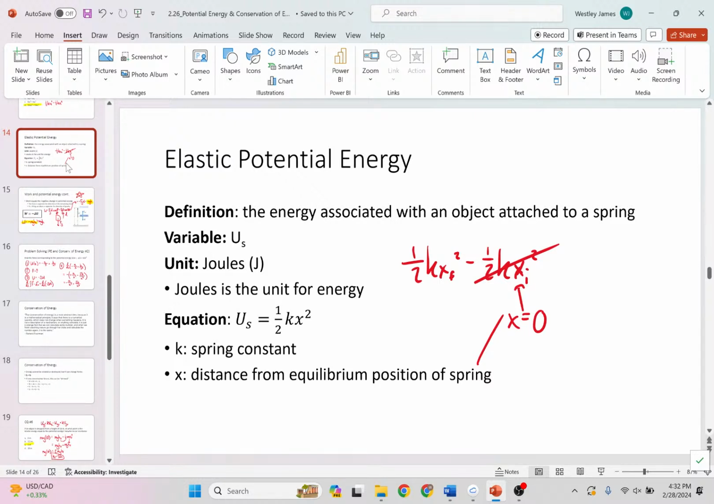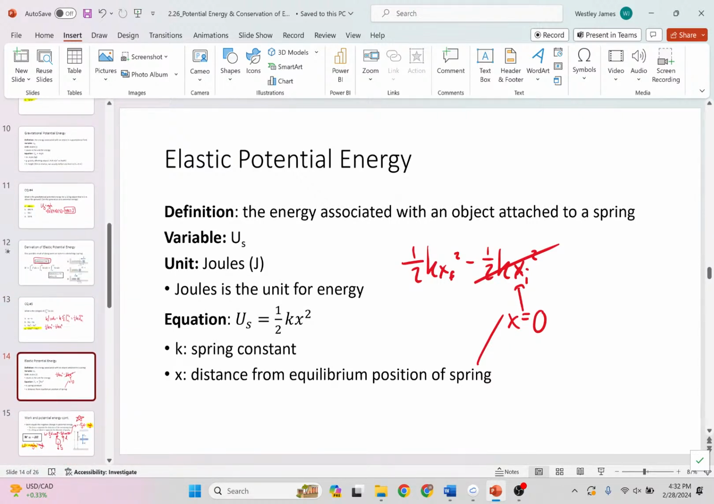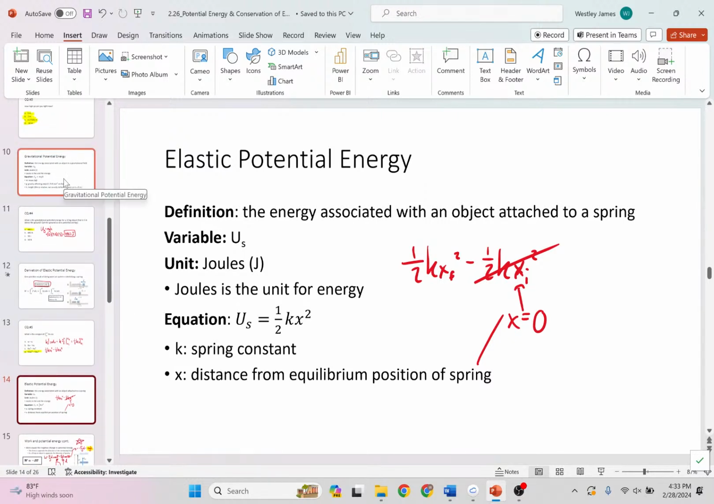So elastic potential is 1/2 kx squared. k is the spring constant. That will either be given to you or I will ask you to find it. That is not something you have to have memorized, because every single spring is different. And x is how far you stretch or squish that spring. Whichever way you do it doesn't matter. x is just how far away it is from its equilibrium position, its resting state. That's what x is, and we're going to do some problems with that today.